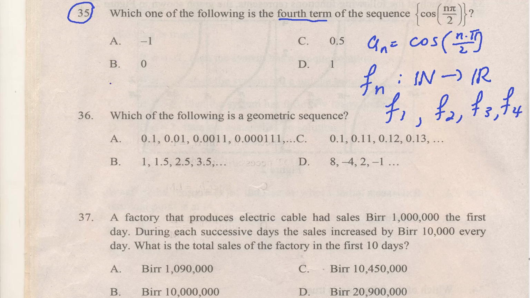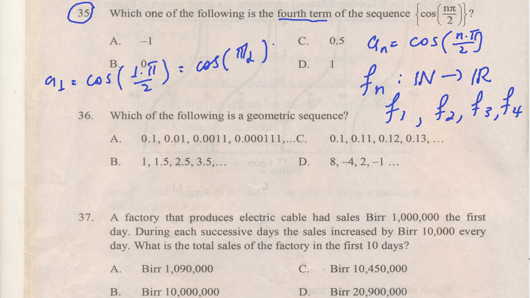Let's start from one, since we have found the general term. So a1 will be the cosine of 1 times pi divided by 2. So this will be the cosine of pi over 2. Cosine of pi over 2, which is 90 degrees, is 0. This is the first term.